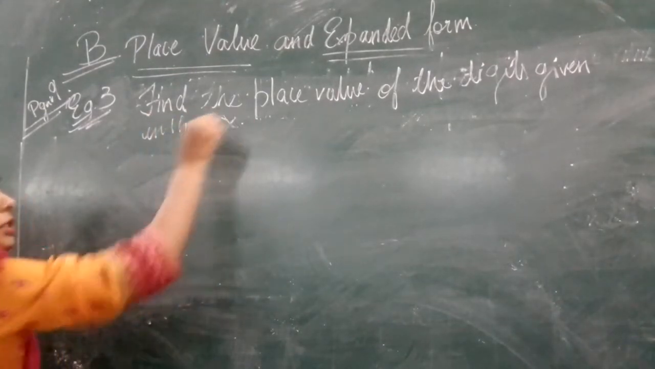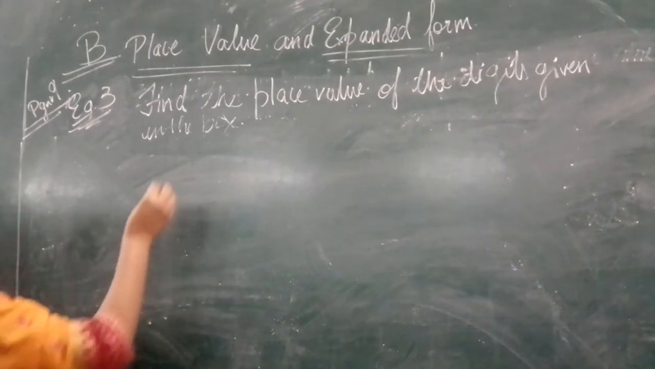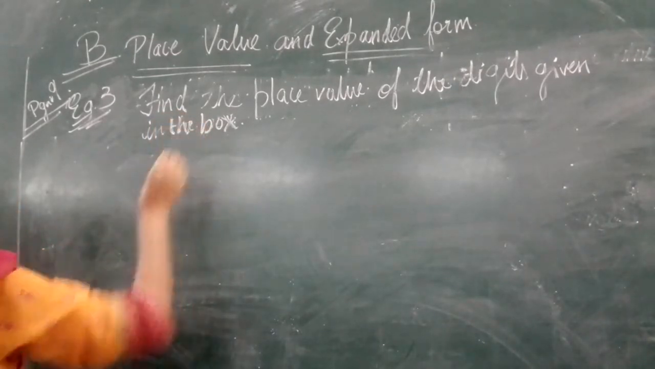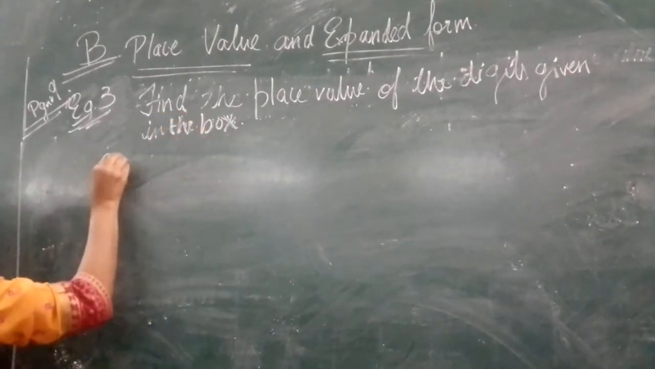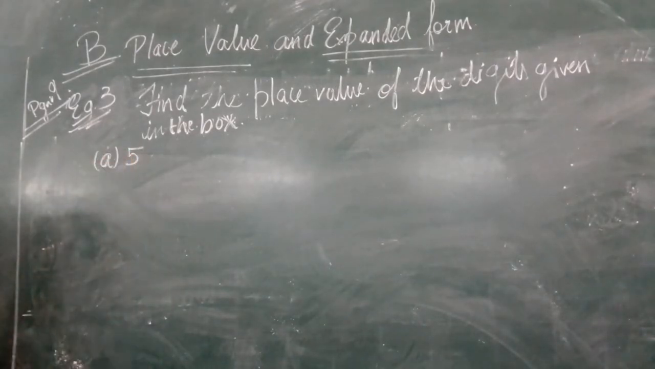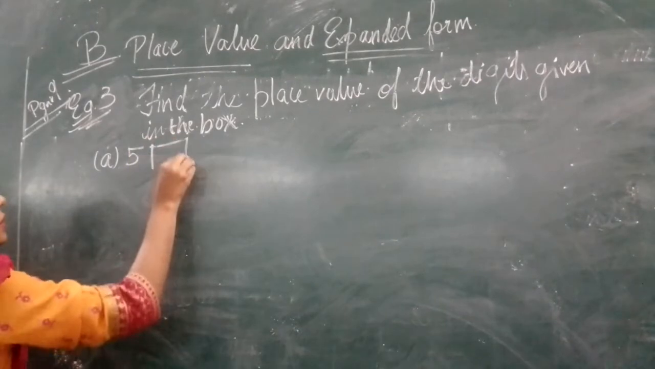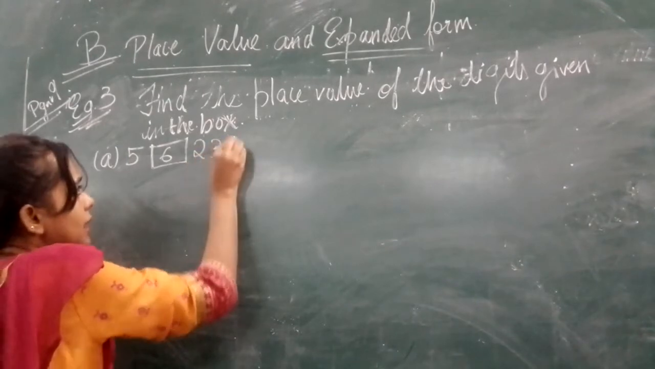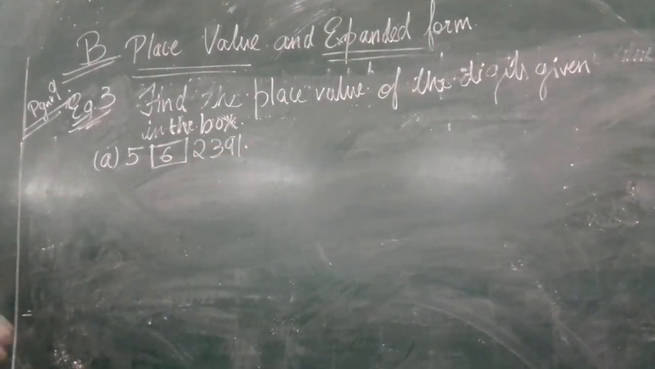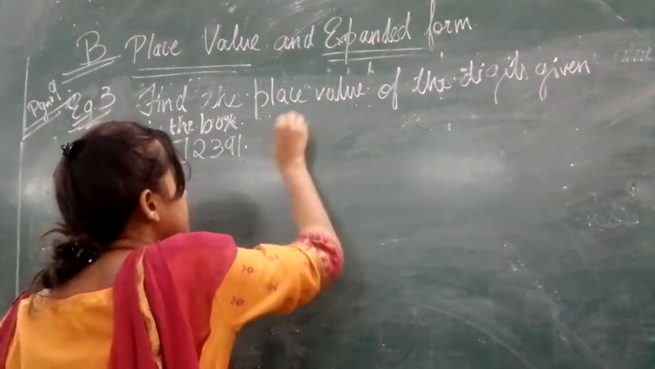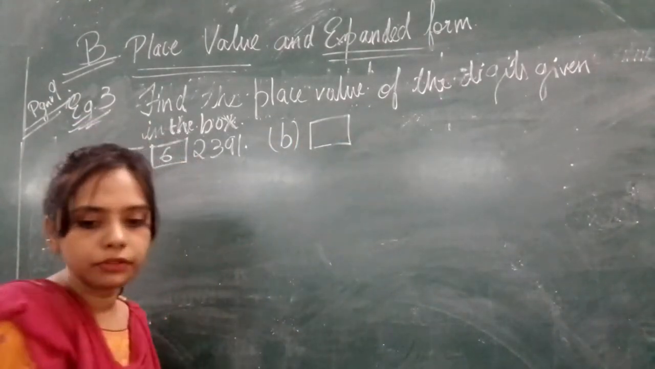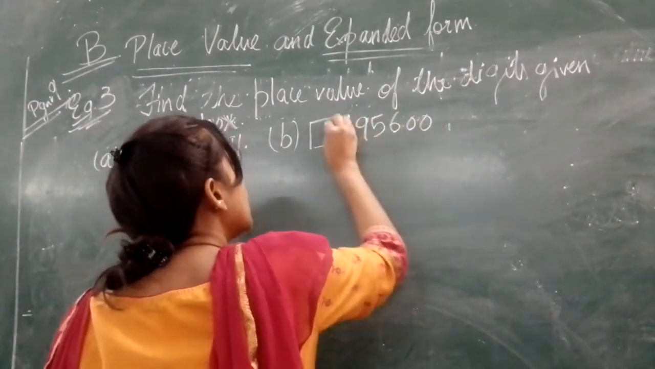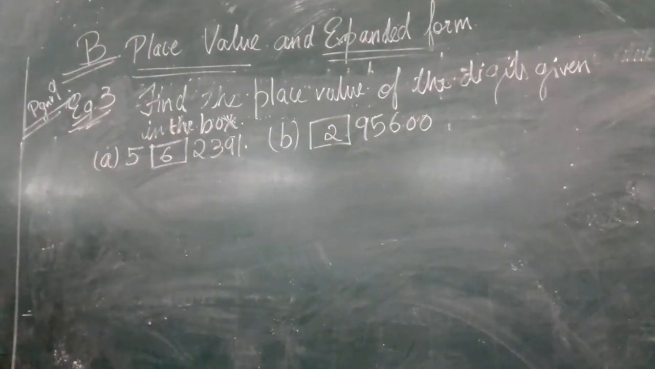Now you will write the question first. What is the question? Question number A is 5, then you have a box, 6, and that box number is 6. Then 2, 3, 9, 1. This is the first number. Then the second one, straight up the first box. And then you have the number 956,00. And then the number here is 2. Okay, this is the question here.